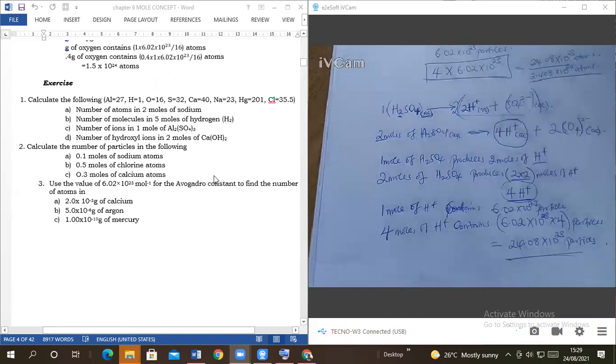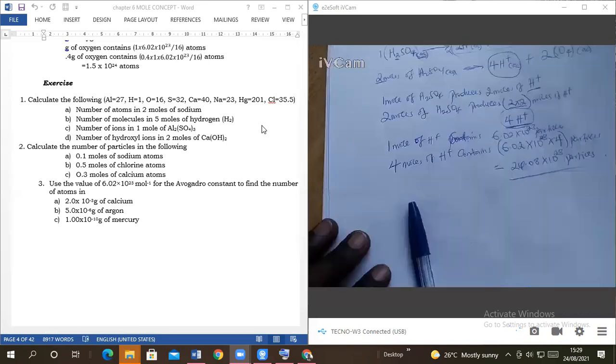So are we now contented with this work? I'm waiting. If they ask you to find the number of ions in oxygen, I'm supposed to multiply 2 times the number of oxygen ions in this substance here? In this substance, like this SO4.